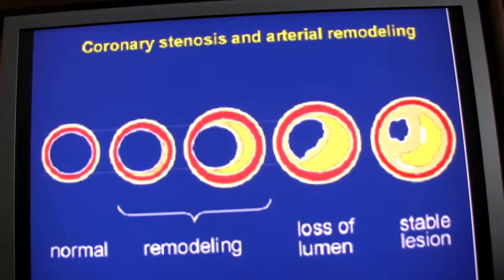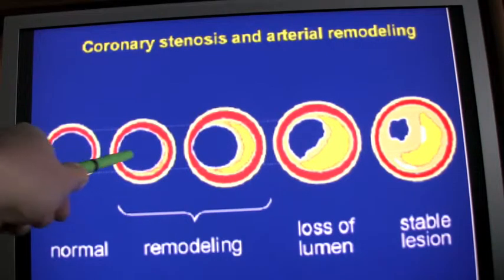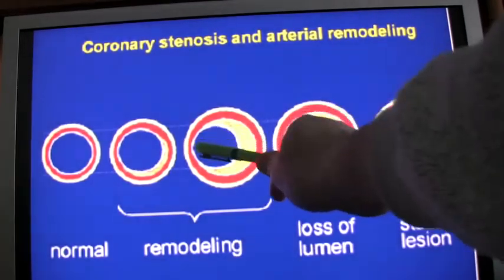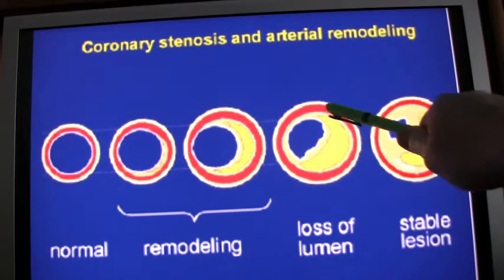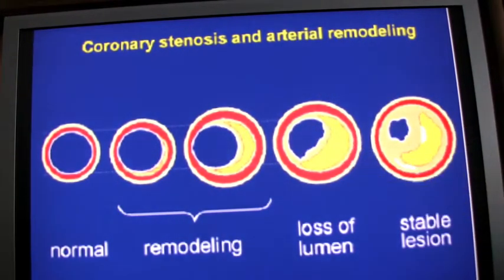This graph shows it very nicely. Here is a normal artery without any plaque. As the plaque starts to go in the wall here, the lumen size is the same. As more plaque starts to develop here, the lumen size is the same. This is called remodeling of the artery without affecting the lumen. Finally, when you develop so much plaque and the artery cannot expand anymore, it starts encroaching on the actual lumen. This is very late in the disease.